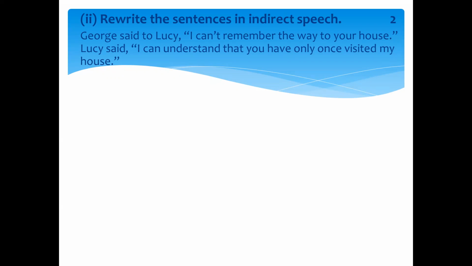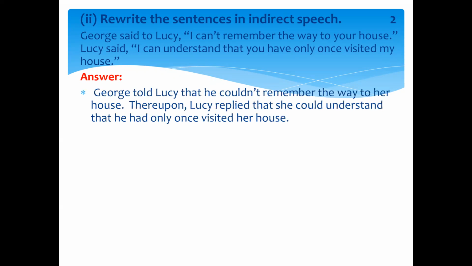George said to Lucy, I can't remember the way to your house. Lucy said, I can understand that you have only once visited my house. Answer: George told Lucy that he couldn't remember the way to her house. Thereupon, Lucy replied that she could understand that he had only once visited her house.